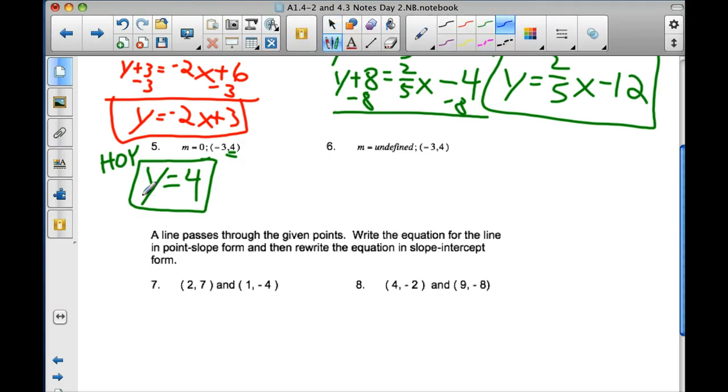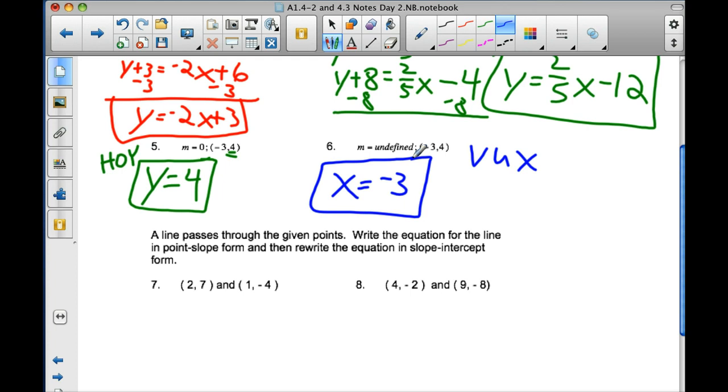All right, let's do an undefined line. But it's not a Y equals line. It's X, because the X is in there, so it's an X equals line. X equals negative 3. How come that one's negative 3 and not 4? That's the X value of the point. So, first 5 is a horizontal line. 6 is part of the vertical lines, so we're going to say it's an X equals line.